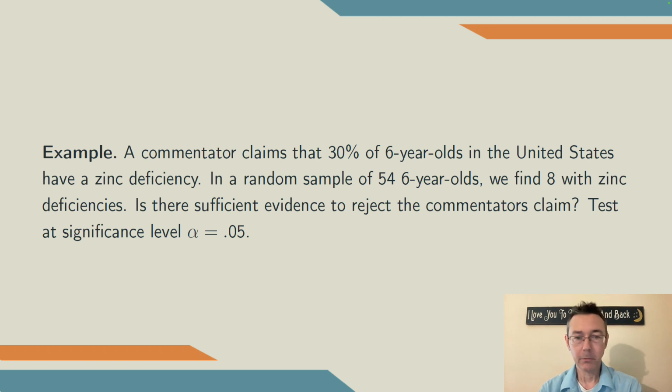A commenter claims that 30% of 6-year-olds in the United States have a zinc deficiency. In a random sample of 64 6-year-olds, we find 8 with zinc deficiencies. Is there sufficient evidence to reject the commenter's claim? Test at significance level alpha equals 0.05.